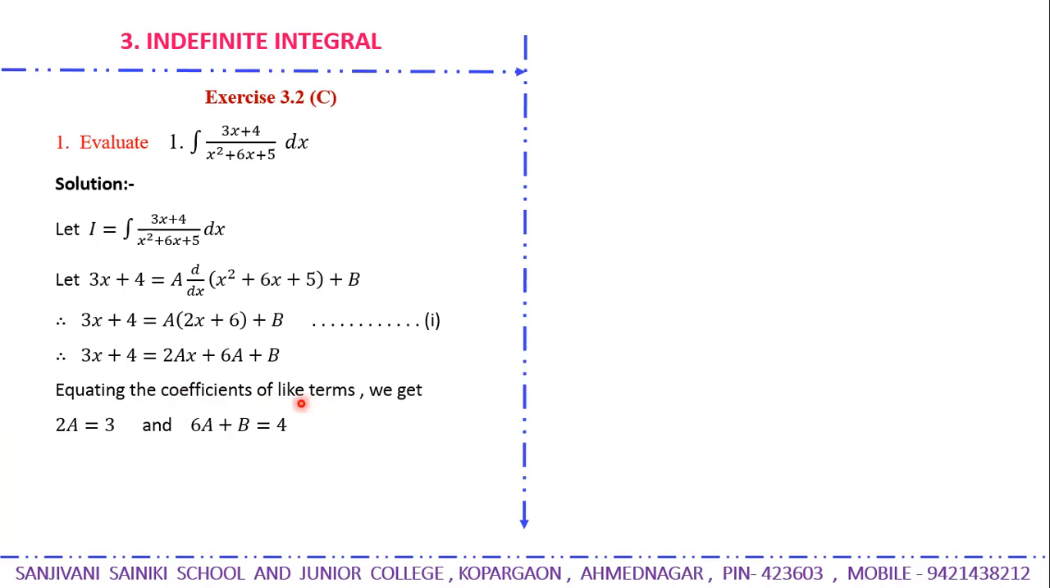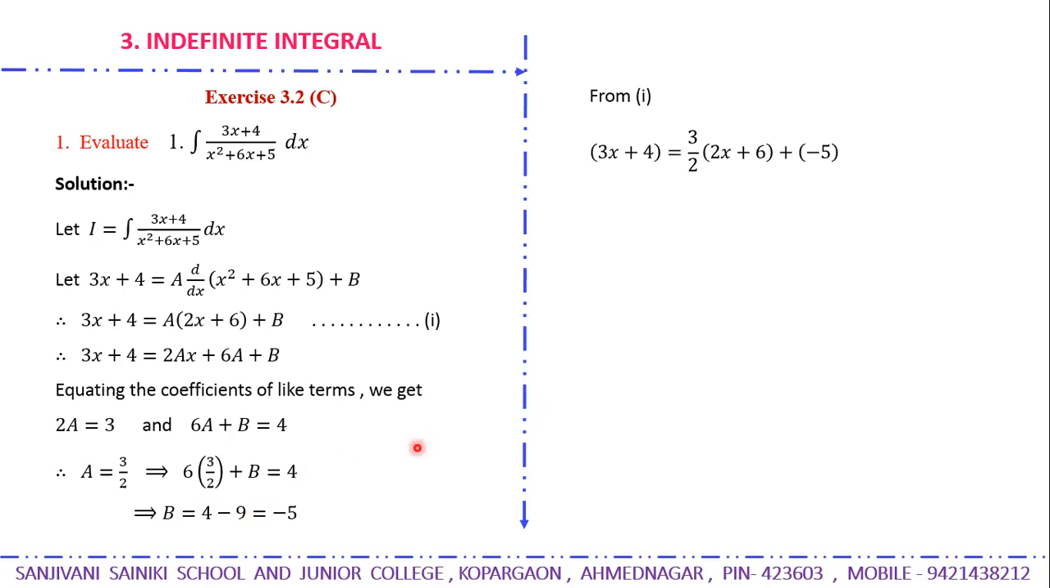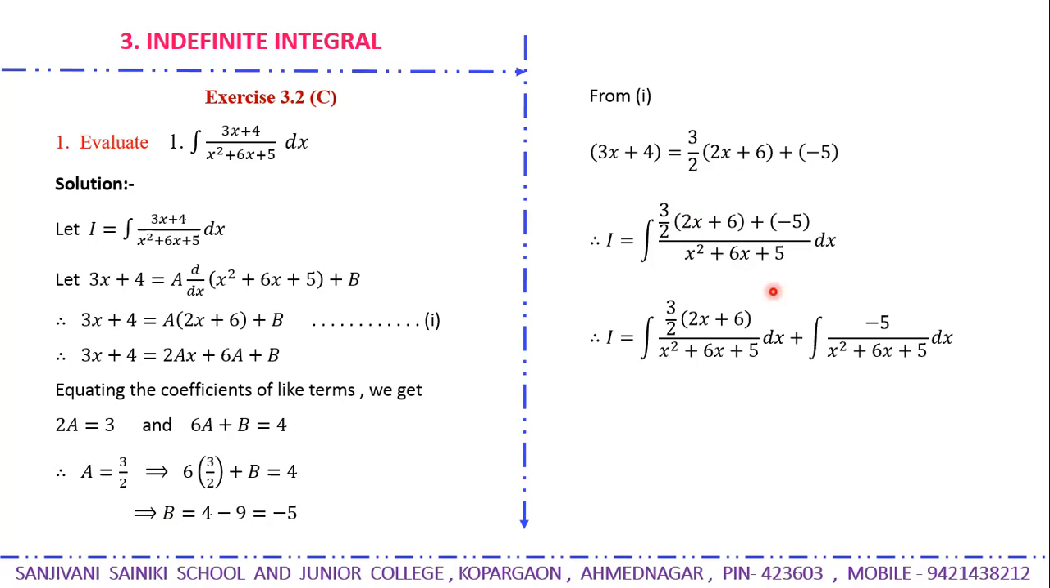So equating the coefficients of the like terms, we get 2a is equal to 3 and 6a + b is equal to 4. So a is equal to 3 upon 2, and 6 times 3 by 2 plus b is equal to 4. So b is equal to minus 5. Using these two values, we get 3x + 4 as 3 by 2 into (2x + 6) plus (minus 5). So replace the numerator by this term and separately divide the denominator.